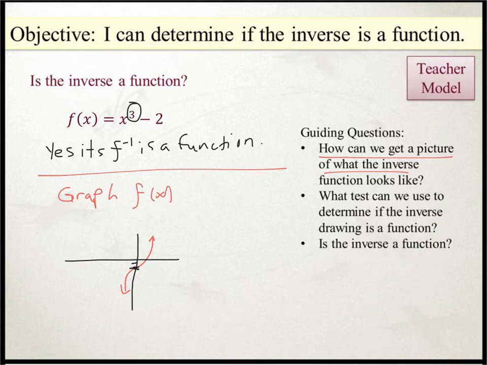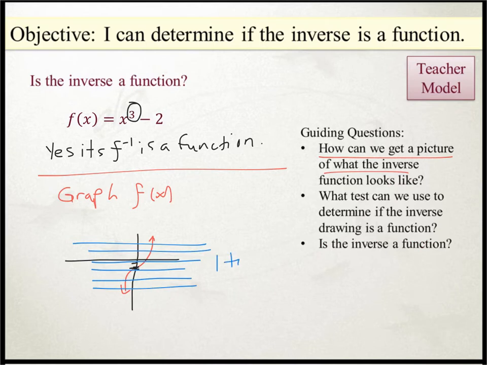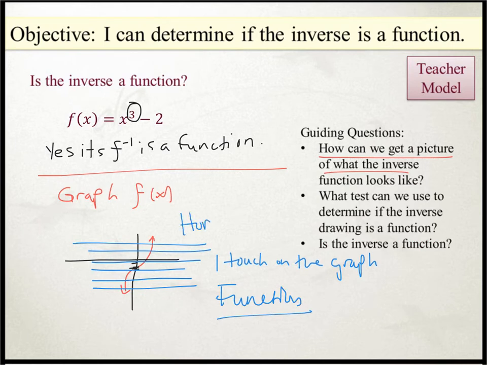And then I can think about doing the horizontal line test. Horizontal line, it only touches once, and no matter where I draw it on that graph, my horizontal line's only going to touch the graph one time. So one touch on the graph means that it is a function. So this is the horizontal line test. Okay, so really we have 3 different ways to decide this.